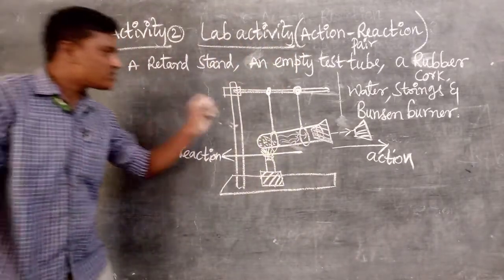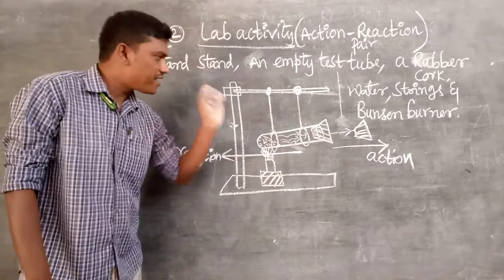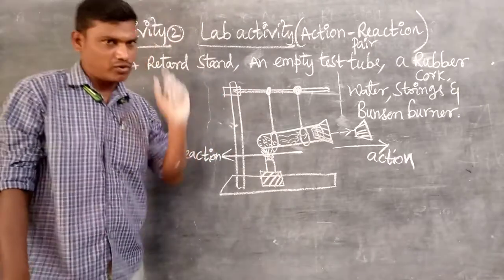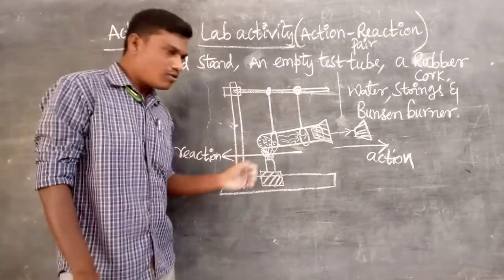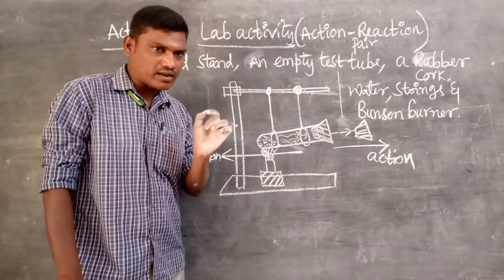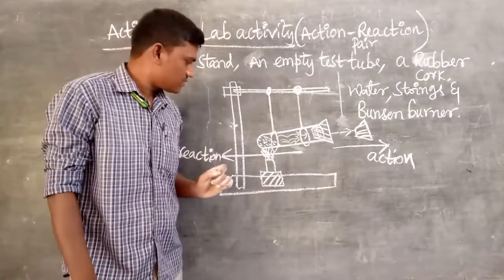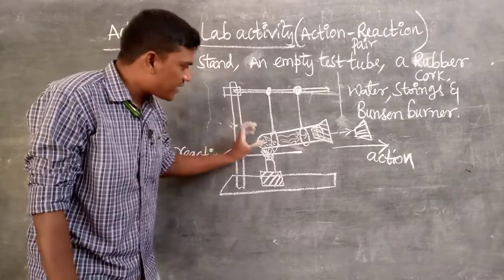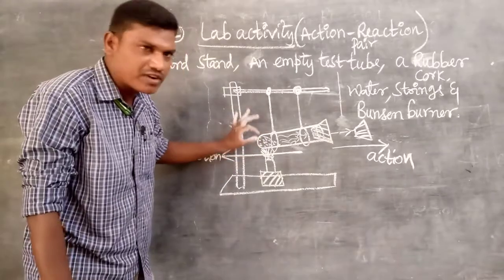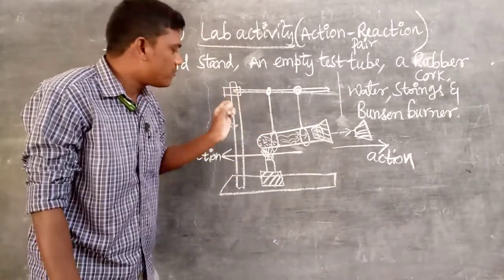so here, first of all, we take an empty test tube made up of borosilicate. Now the test tube is filled with water up to a little bit. Means first of all we take an empty test tube. The test tube is filled with 5 ml of water.